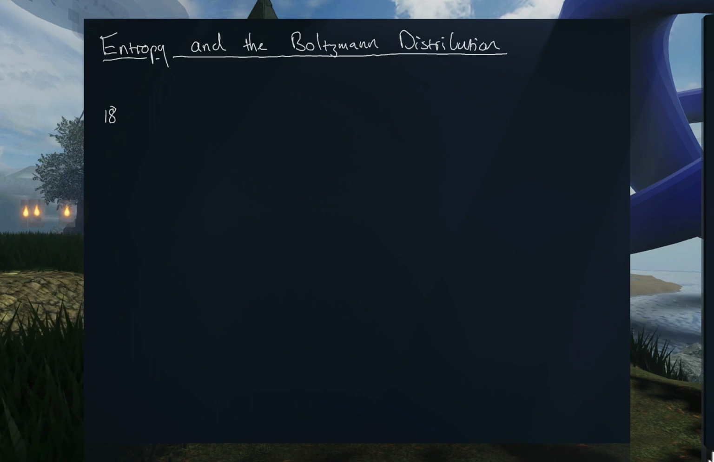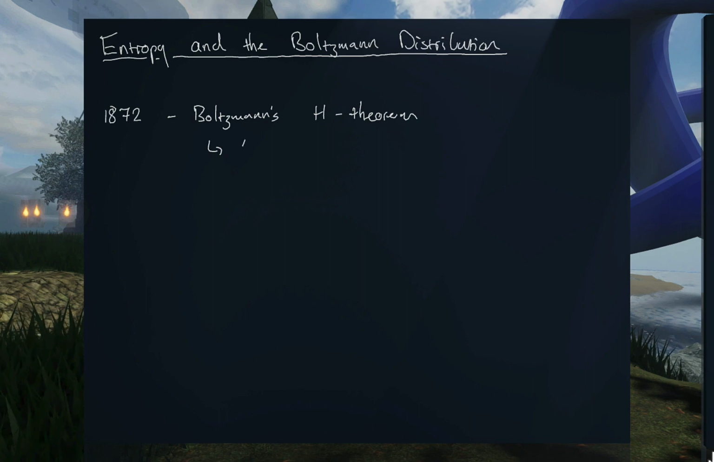I'm going to say the history of entropy starts in 1872, although that's not quite true, with what is now called Boltzmann's H theorem. And this is the first modern expression of entropy. You can check the notes for the paper and a translation of the paper, and it's more or less in there as we might use it today.